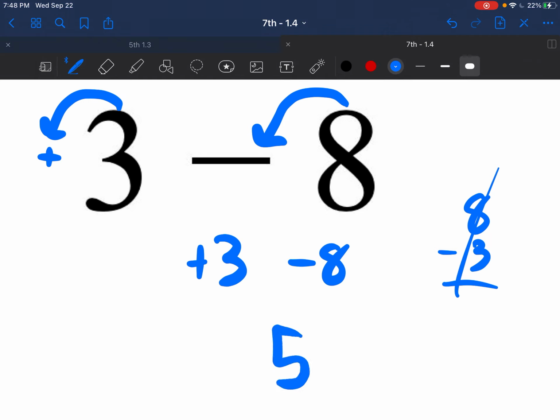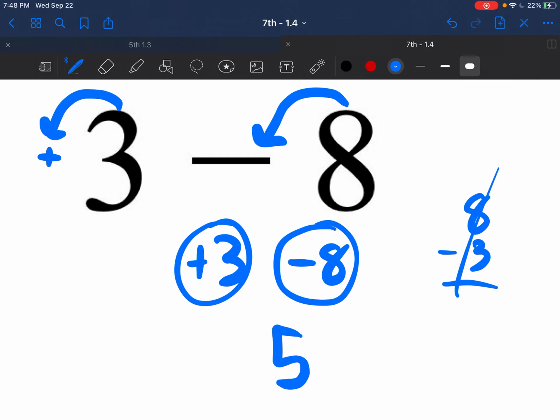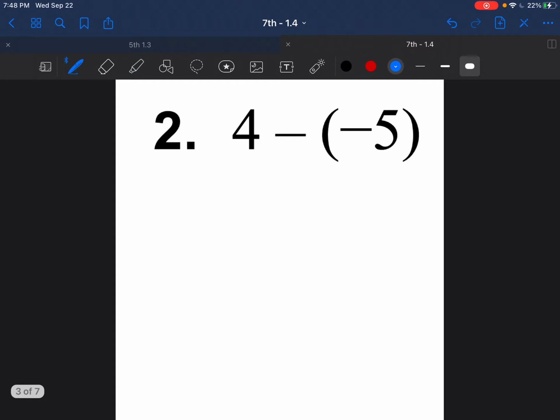Now here's my question, ladies and gentlemen. Do I have more positives or do I have more negatives? I do have more negatives, so my answer for this one is negative 5. Let's go on to the next one.